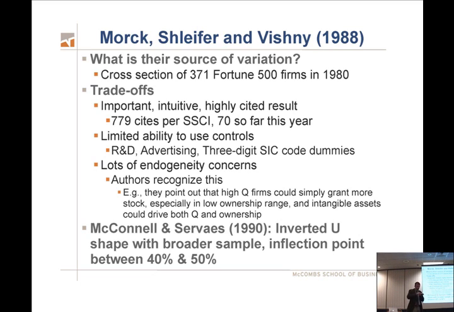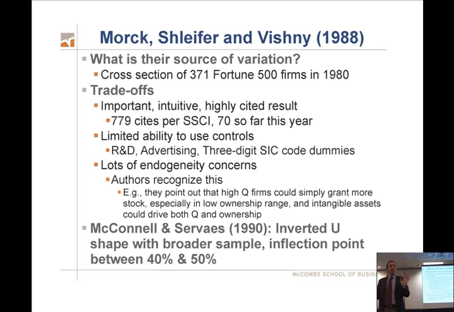On the other hand, because of their strategy of using one cross-section, they have very limited ability to use controls in the data. Their controls in the main regression consist of R&D, advertising, and a 3-digit SIC code dummy. So if you're worried about omitted variables, you're asking, do I believe that those substantially control for everything else I'm worried about? And so, as a result, there are still lots of endogeneity concerns.